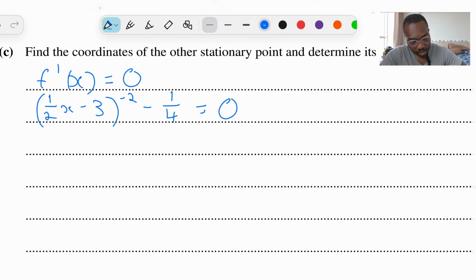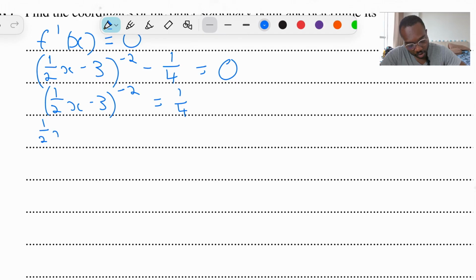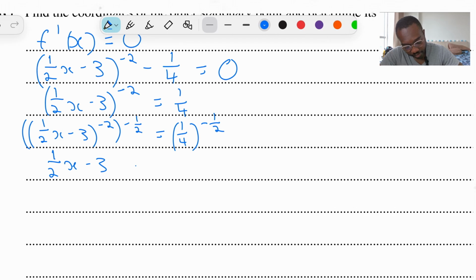So let's work this out. So if we get a half x minus 3 to the power of minus 2, that's equal to a quarter. Then what I'm going to do is take a half x minus 3 to the minus 2 and raise that all to the negative half. That will cancel out the minus 2 and it'll become a 1. And we have to do the same thing on the right side, so that'll be to the negative half. Therefore, we end up with a half x minus 3. And on this side, it will be plus or minus still, because now we're going to do the square root. So we're still going to do the plus or minus. We just have the negative as well.